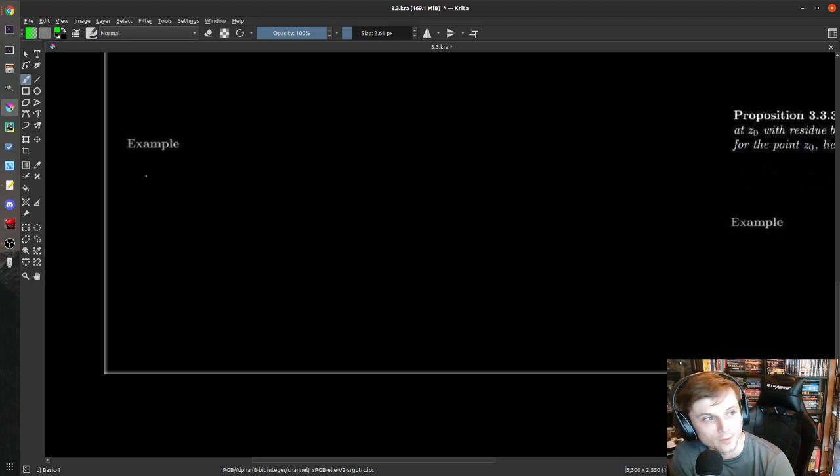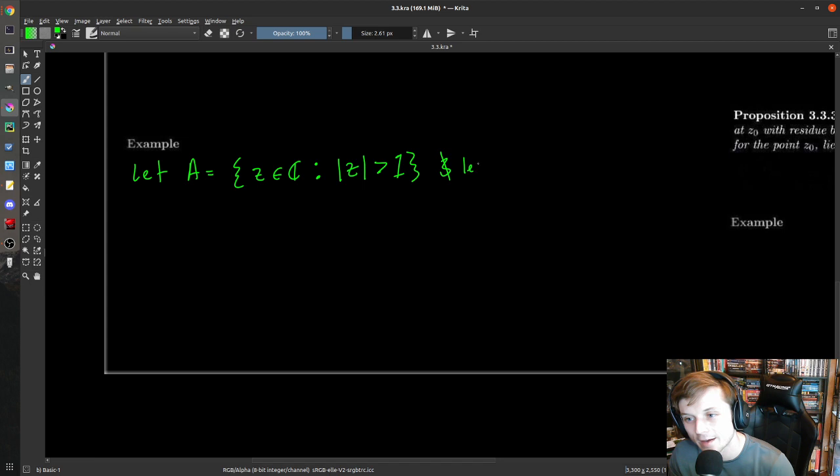So let's think about an example here. Let's start by letting A be, say, the set of z in C such that, I shouldn't even use a bar there, I'm going to use a colon for the such that, the modulus of z is greater than 1. Let's look at this set, right? And let's let f of z be given by, what's a good example? 1 over z times (z minus 1). How about that? Yeah, that's fair.